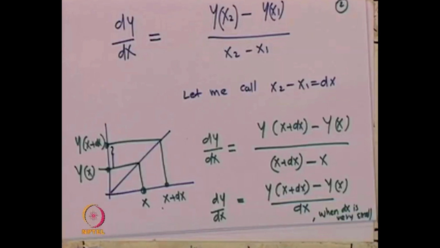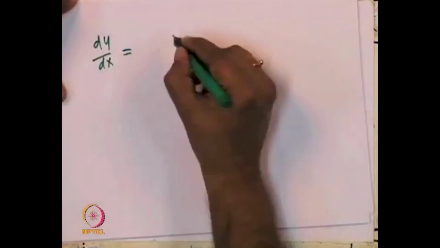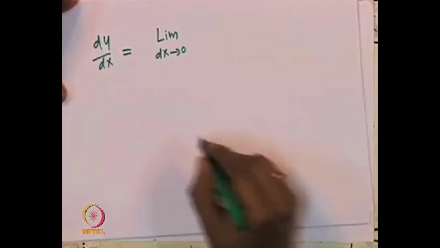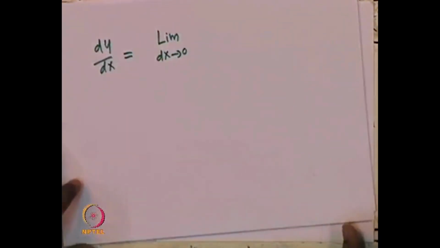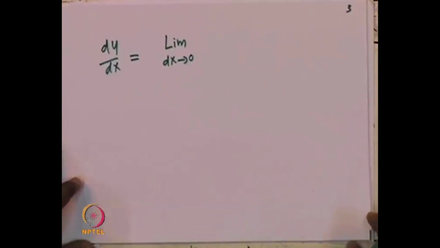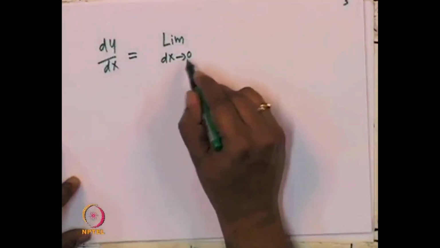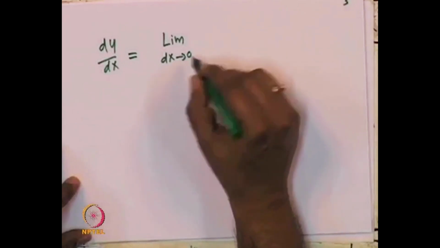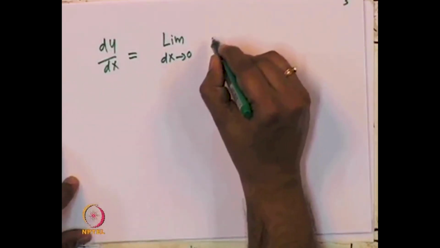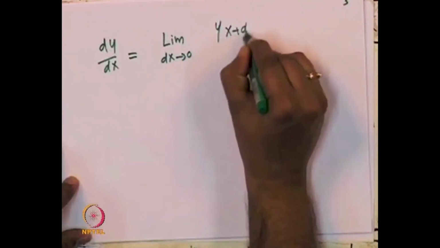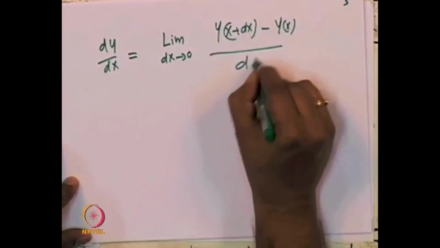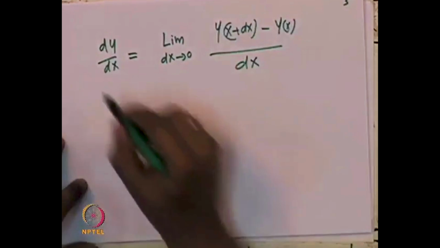Strictly speaking, the definition of dy by dx is, mathematically, the limit as dx goes to 0. That means the dx gets smaller and smaller, as small as very close to 0. So, dx arrow 0 means when dx is very close to 0, y of x plus dx minus y of x, divided by dx. This is the definition of the derivative.